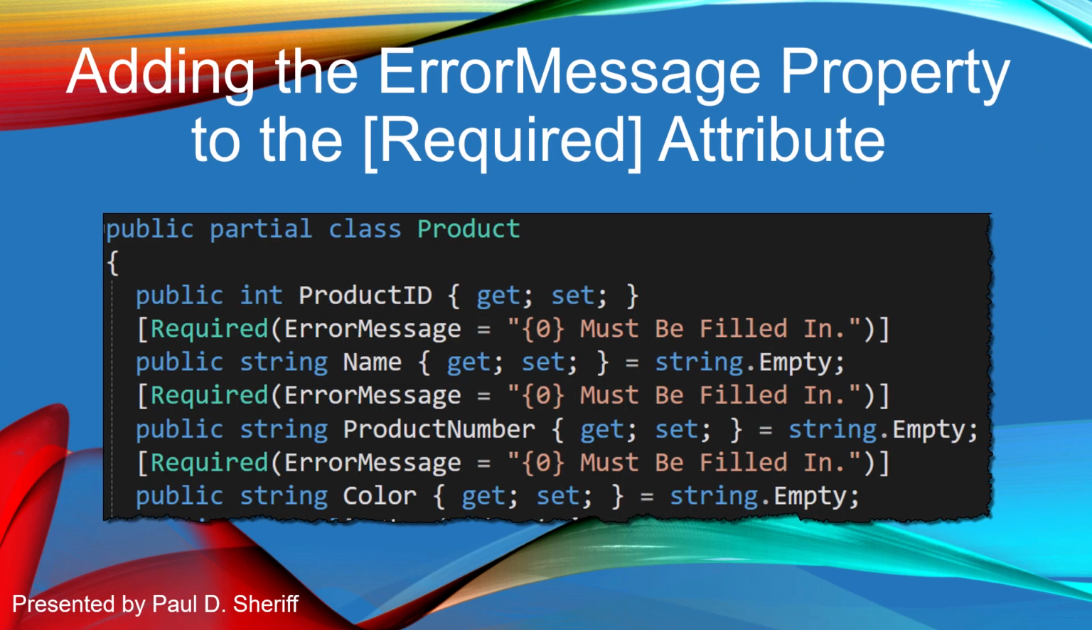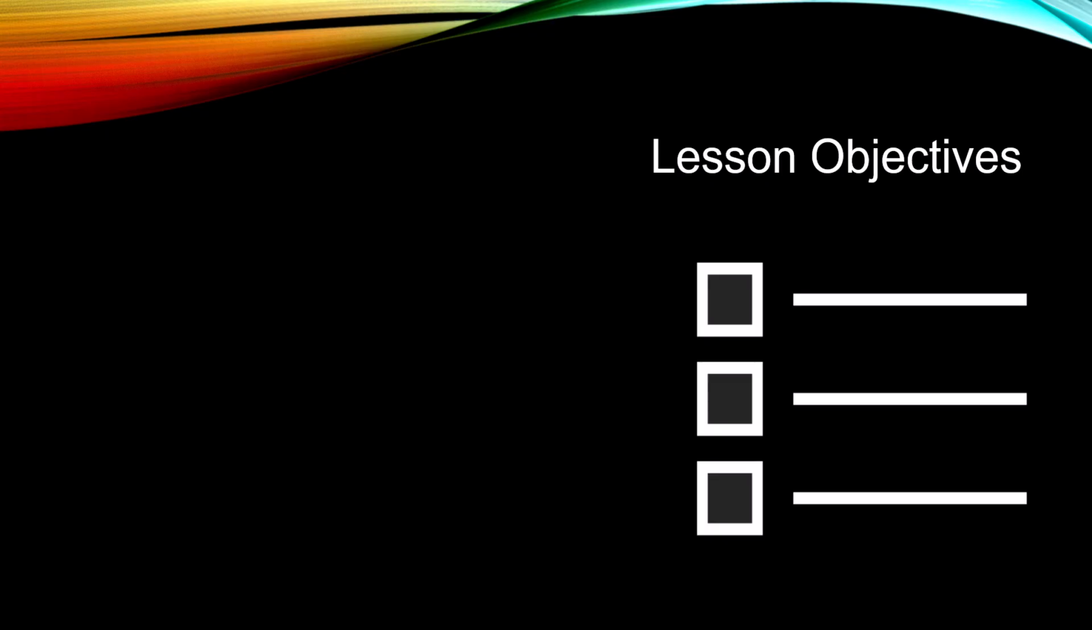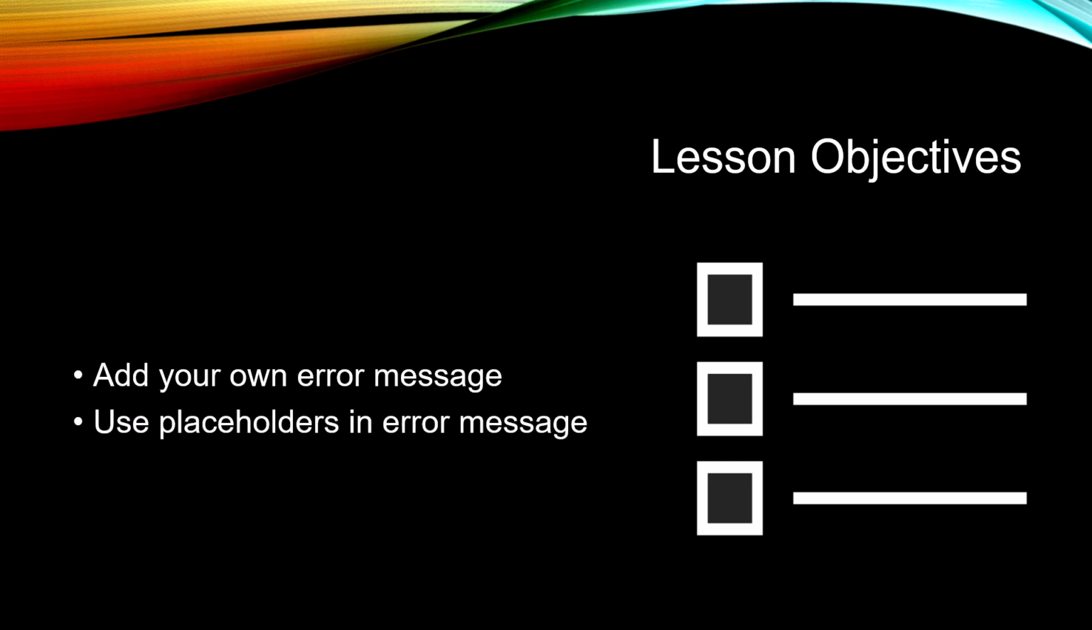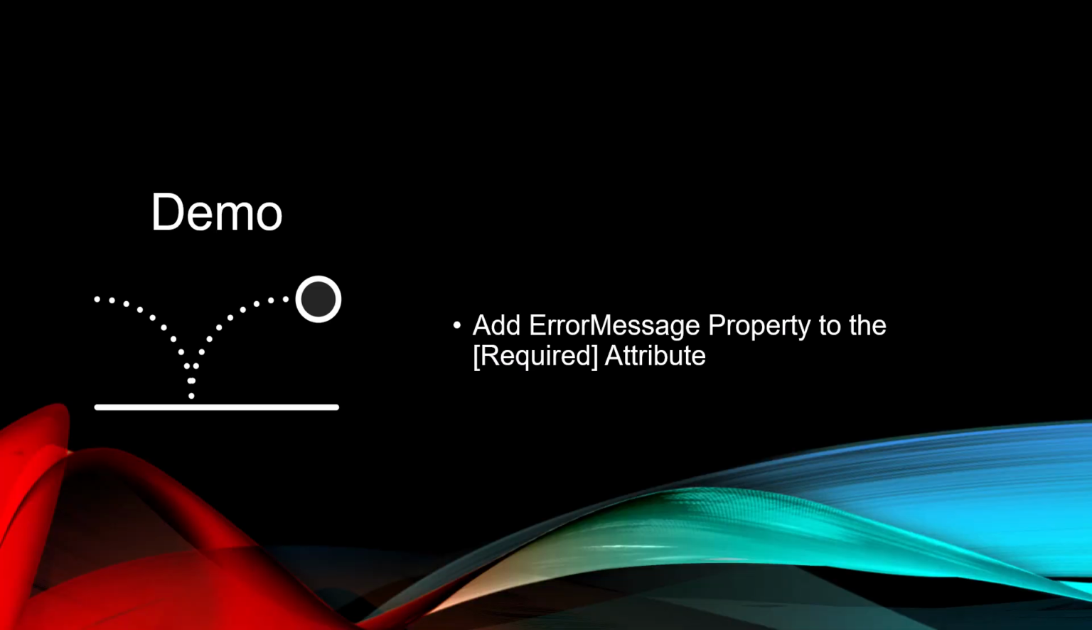This lesson is adding the error message property to the required attribute. The objectives for this lesson are to add your own error message and use placeholders in that error message. Let's just dive right into our first demo and add the error message property to the required attribute.